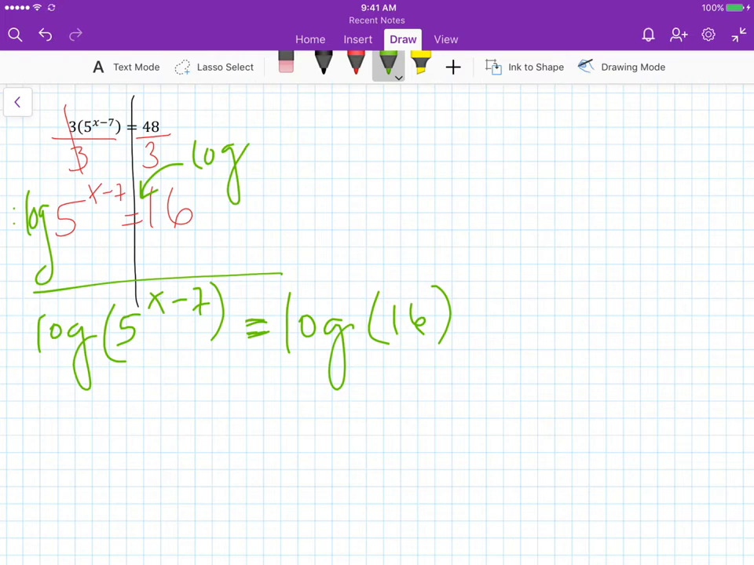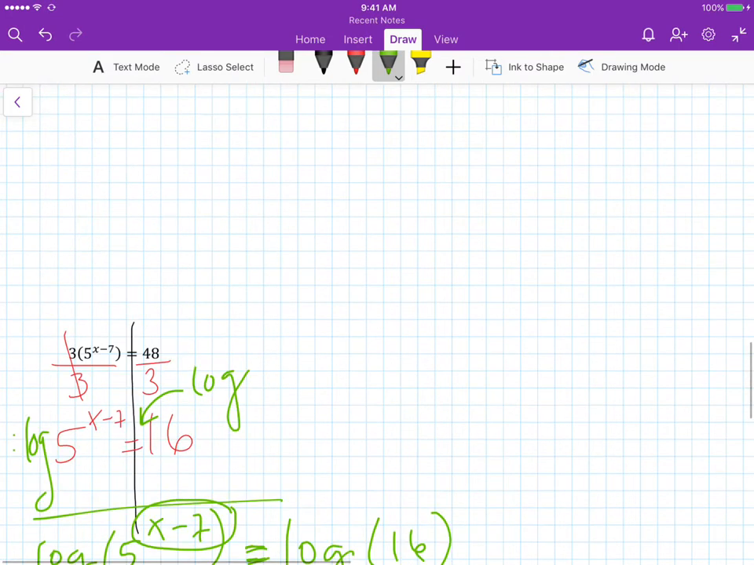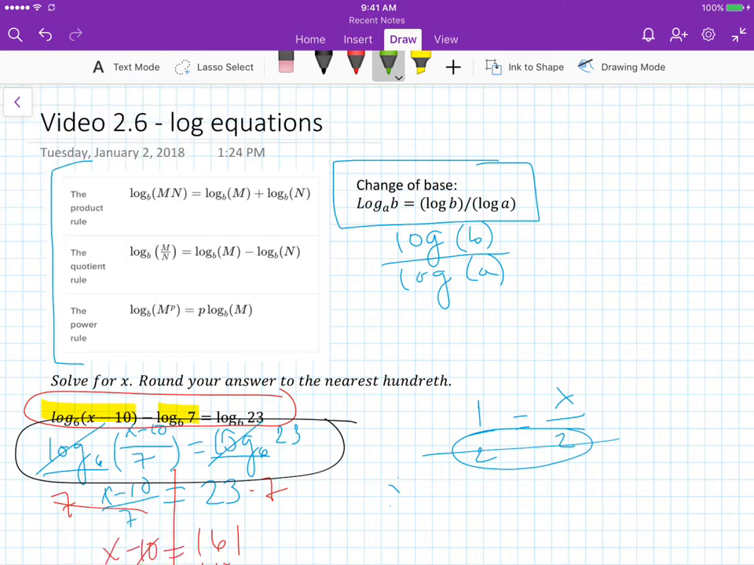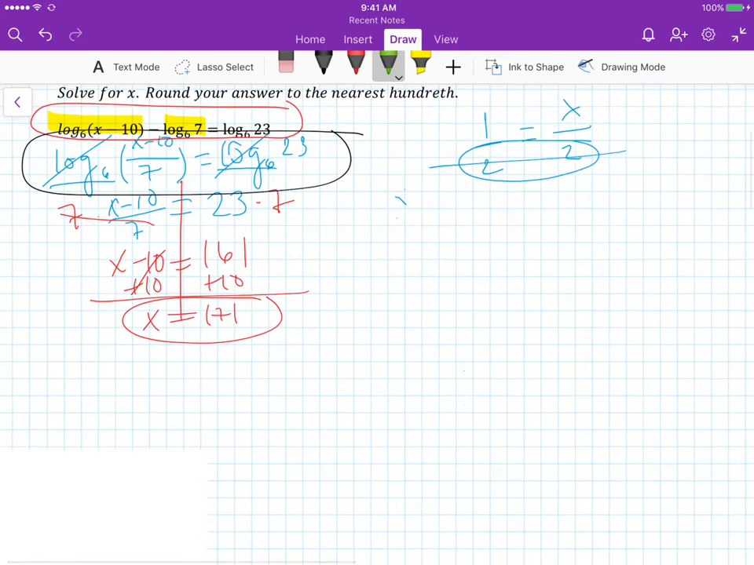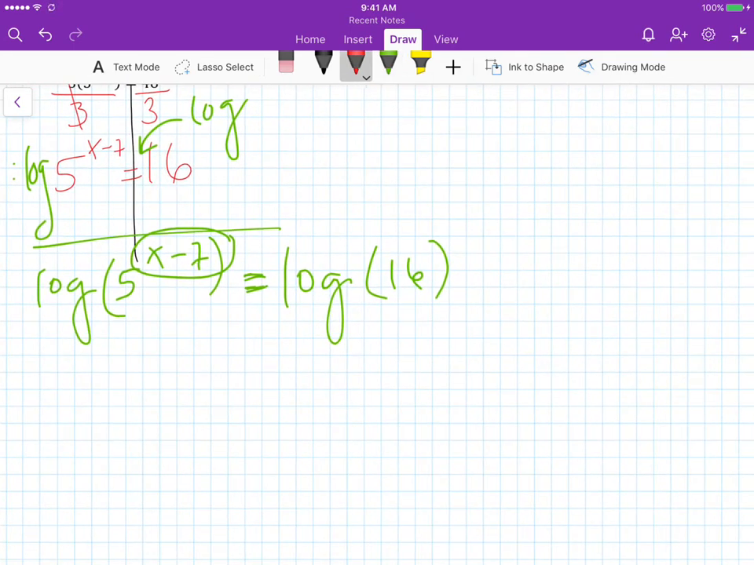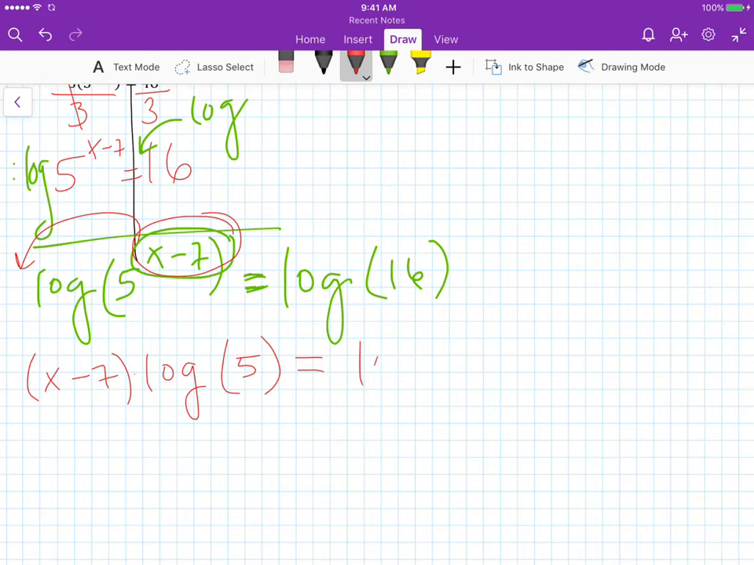So this is great news, because now there are two things that could happen. One, I could use the power rule, because the power rule says that if there's an exponent being taken the log of, I can bring it down in front and be multiplying it by everything. So if I go back to my equation here, x minus 7 could come down in front. So I could say this is x minus 7 times the log of 5 equals the log of 16.